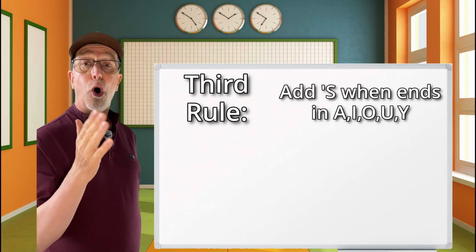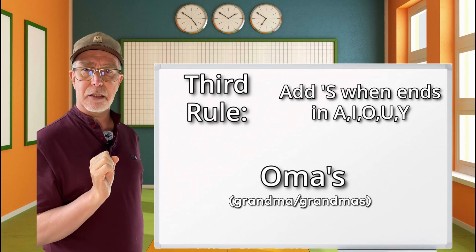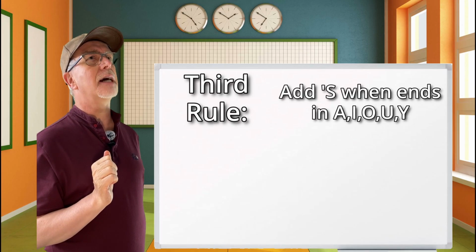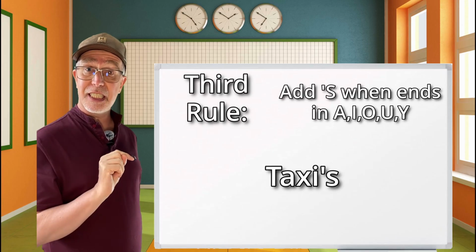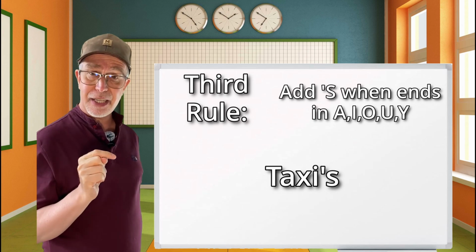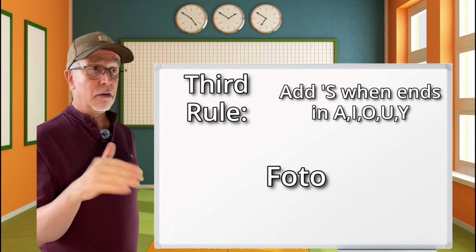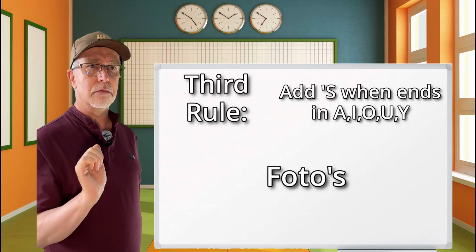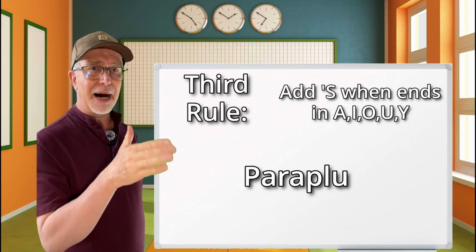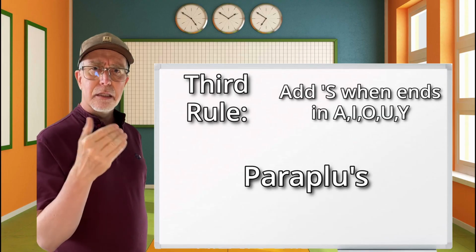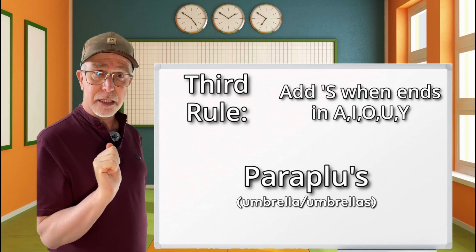Examples: oma, oma's, grandma, grandmas, or the one with an i. How about this one? Taxi, taxi's. Yes, with apostrophe s. Taxi, taxi's. Photo, foto's. Same as in English. All right, and parapluie, parapluie's. Yes, French word, but we use it in Dutch to talk about umbrella, umbrellas.